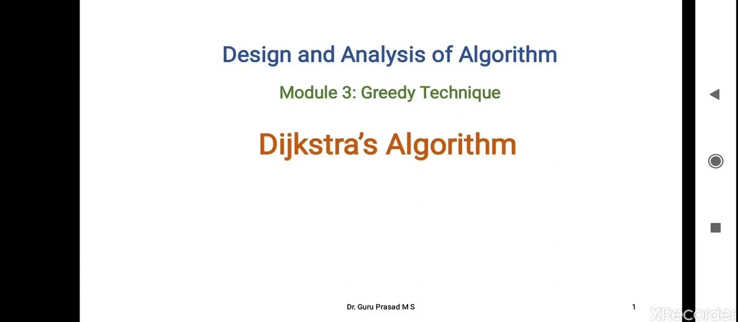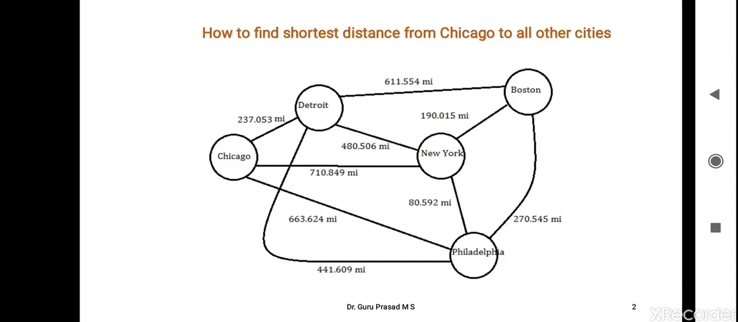Subject: Design and Analysis of Algorithm, Module 3, Greedy Technique, and today's topic is Dijkstra's algorithm. Here I have to find out the shortest distance from Chicago to all other cities. How can I calculate that? I can easily find the distance from Chicago to all other cities with the help of Dijkstra's algorithm.